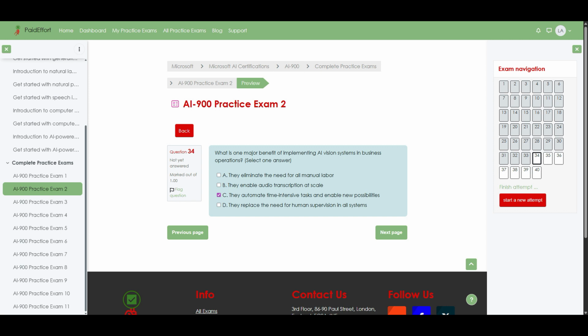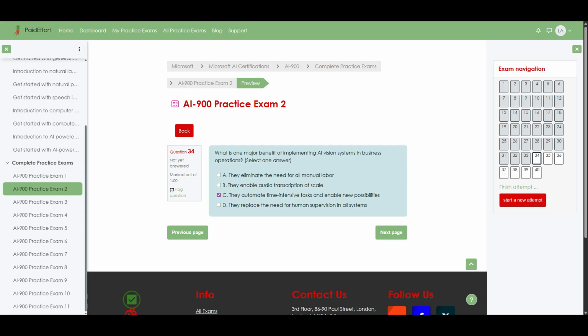This allows businesses to save time and unlock new operational capabilities that wouldn't be possible with manual processes alone. Now, although option A sounds promising, AI vision doesn't eliminate all manual labor. It assists and enhances human work, but doesn't completely remove the need for people, especially for complex decision-making or tasks requiring judgment. Next, option B talks about audio transcription, which is actually handled by speech-to-text AI, not AI vision systems. These are separate areas of artificial intelligence and shouldn't be confused.